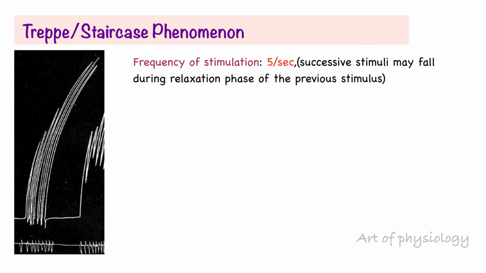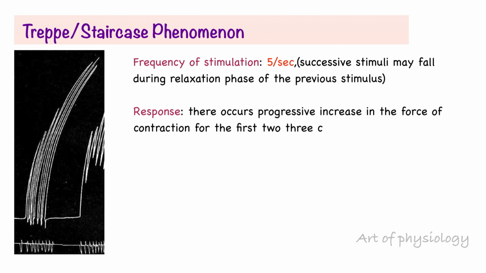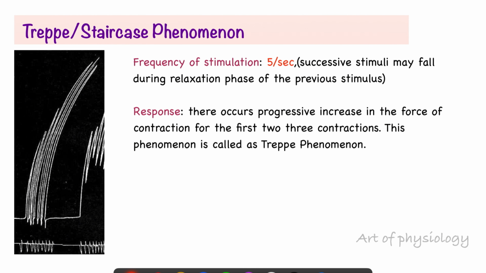So here what is happening? We are giving stimulus continuously. The frequency of stimulus is around 5 per second. That means we are giving 5 stimuli per second. So what will happen? There is no time in between. The next stimulus is falling during the relaxation phase of the previous stimulus. We already discussed the effect of successive stimuli in muscle contraction in the previous video. What will happen if the stimulus is falling during the relaxation period? Yes, there will be an increase in the force of contraction.